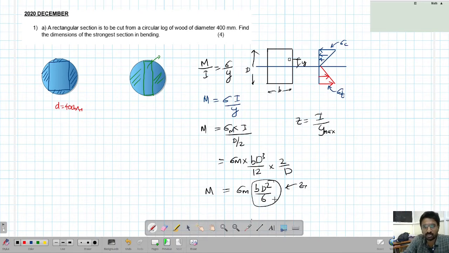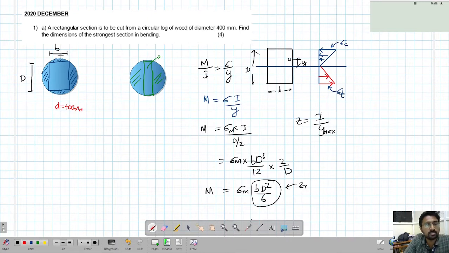Now, what is the relation between B, D and the diameter of the bar, the diameter of the log? You can see that this is D, and this is B. So this is capital D. I'm sorry, this is capital D.